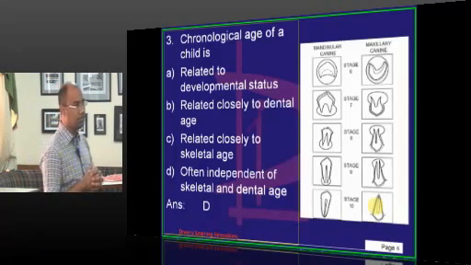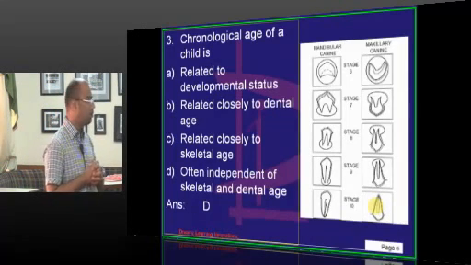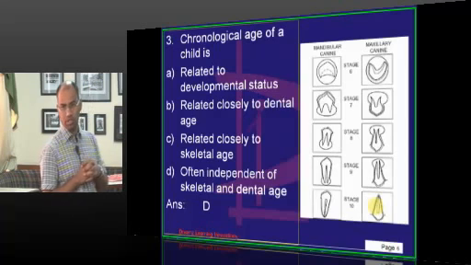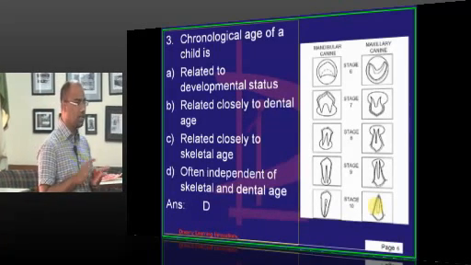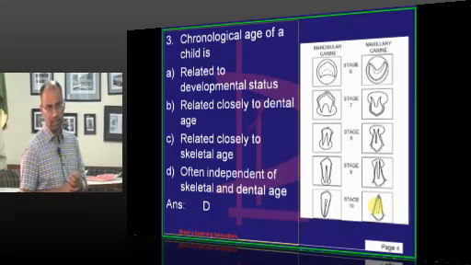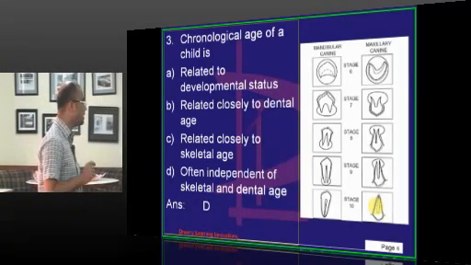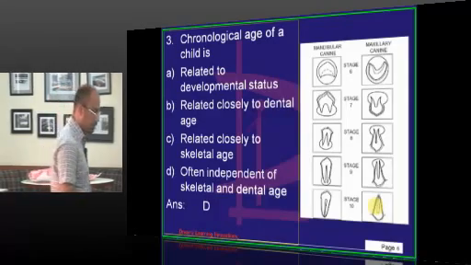Now skeletal age gives you the maturational status. That also might not be related to the chronological age. So do not blindly follow the chronological age. You have to assess the dental age and the skeletal age of the patient separately. So chronological age is independent of skeletal and dental age.